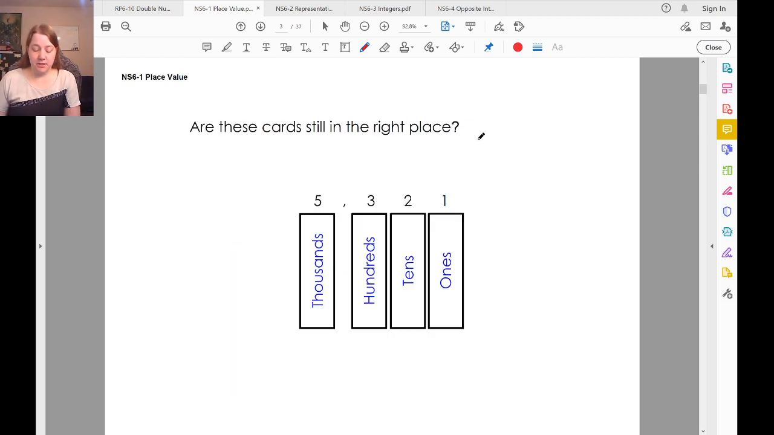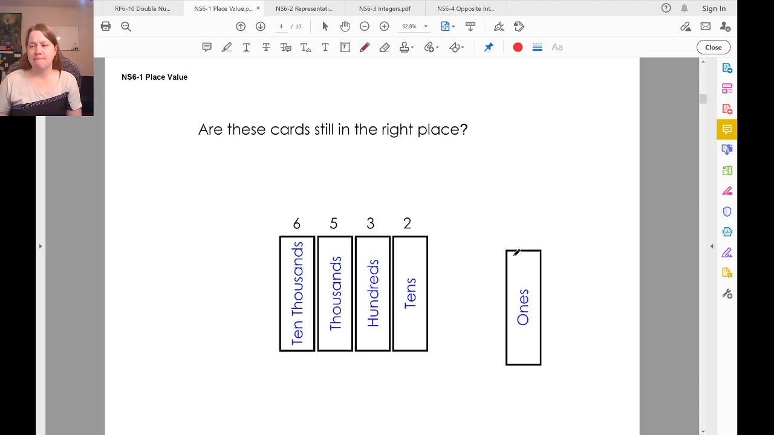Are these cards in the right place? So let's look. Ones, 1, yes. 10, yes. Hundreds, yes. Thousands. Looks pretty good to me.